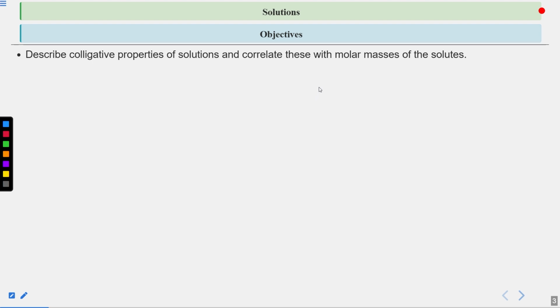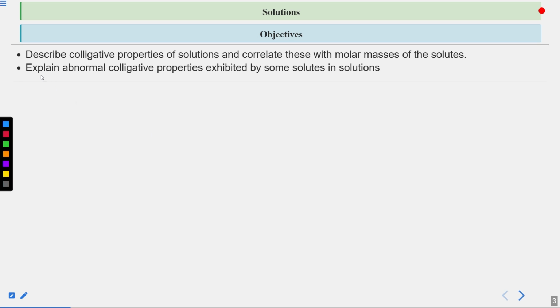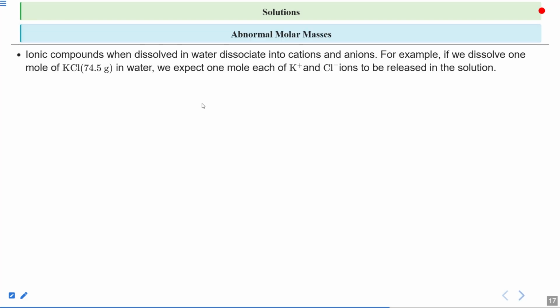So we have already covered this objective in our previous classes. Today, we will learn about the abnormal colligative property, which is exhibited by some of the solutes, and we will see why there is a deviation from the calculation that we have. So the problem was of the abnormal molar mass. As I have told you already, colligative properties are dependent upon the number of particles. Okay, well and good. It is not dependent upon the nature of particles, right?